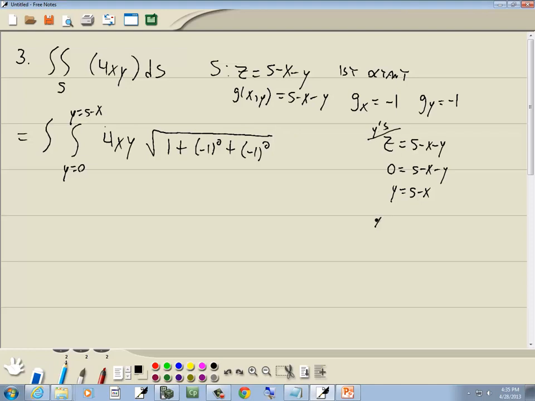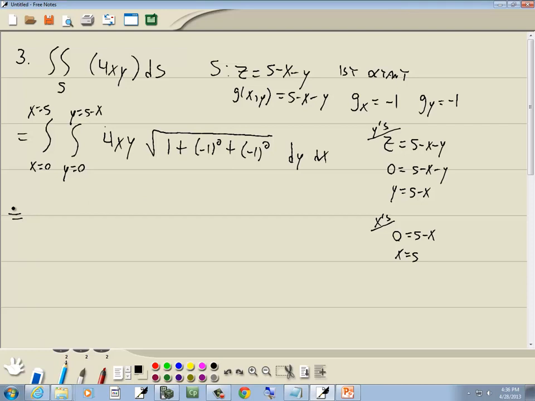That was our y's. Now our x's. With the x's, the z's gone and the y's now gone, so we put 0 in for y, and we get 0 is equal to 5 minus x. Take that negative x over, and we get x is equal to 5. So this is going from x equals 0 to x is equal to 5. And then this will be dy dx.